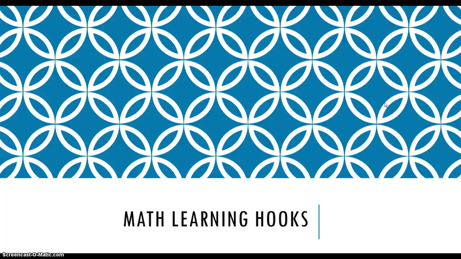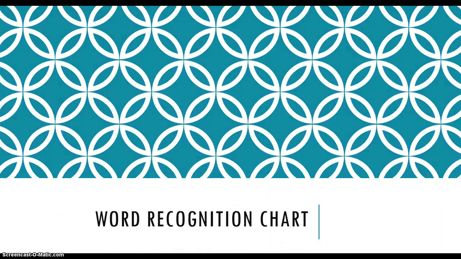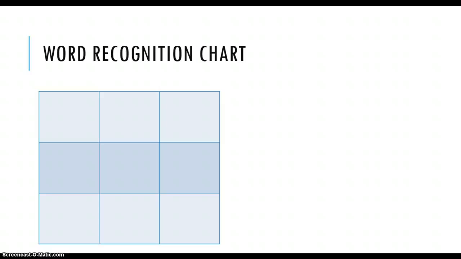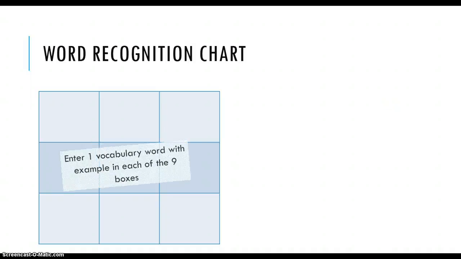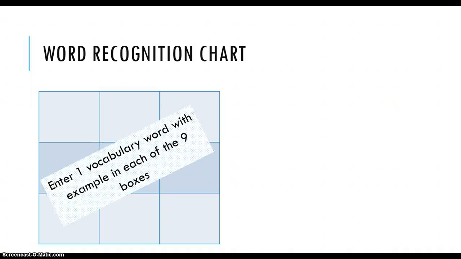Right, now that we have talked generally about the learning hooks for this month, let's look at some specific math examples. The first one we're going to look at is the word recognition chart. The word recognition chart can be used to activate prior knowledge at the beginning of a unit as a preview and/or review of keywords. First, I will choose 9, 12, whatever size box you want to use, one vocabulary word for each box and one example for each of those words.